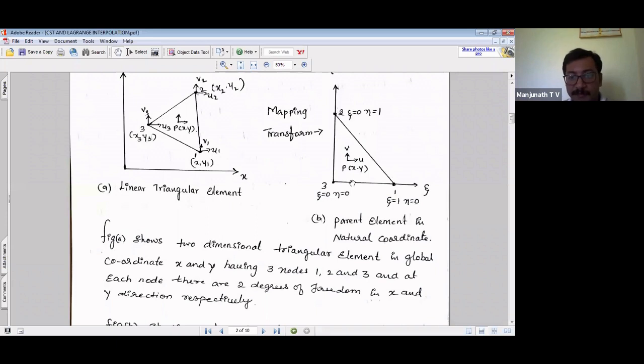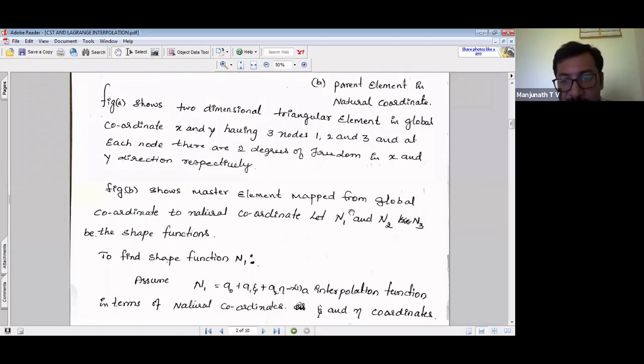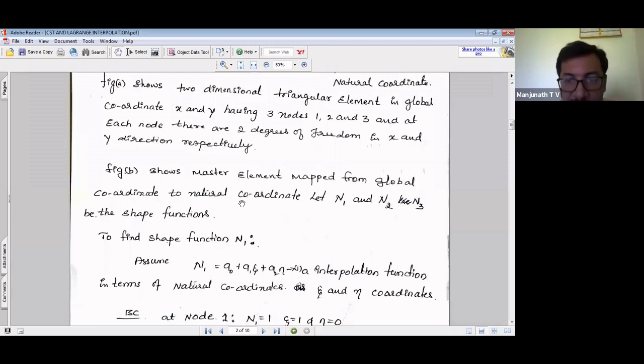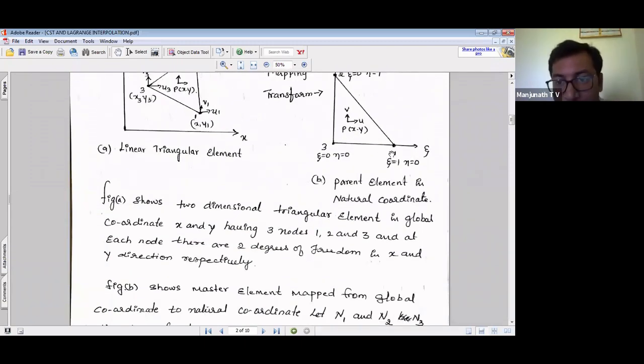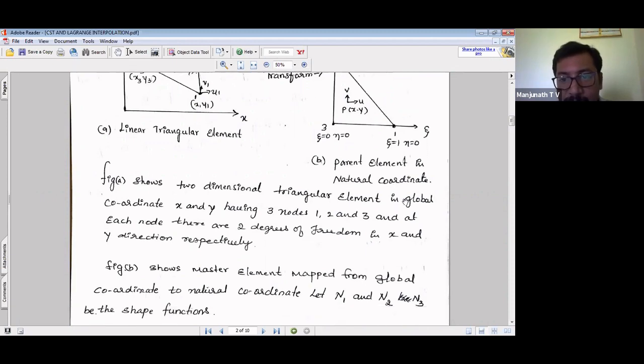So the total shape functions for this constant strain triangular element will be 3. At node number 1 it is n1, at node number 2 it is n2, at node number 3 it is n3. Now we are going to derive the shape functions n1, n2, n3 in the natural coordinate system.